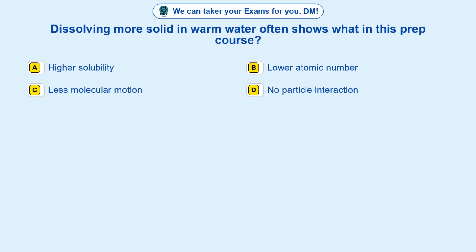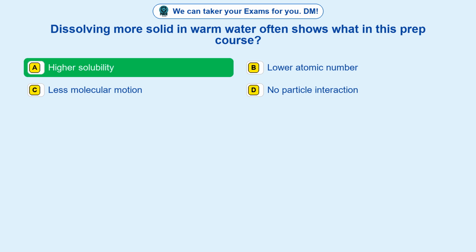Question 54. Dissolving more solid in warm water often shows what in this prep course? Option A, higher solubility. Option B, lower atomic number. Option C, less molecular motion. Option D, no particle interaction. The correct answer is option A. Higher solubility.